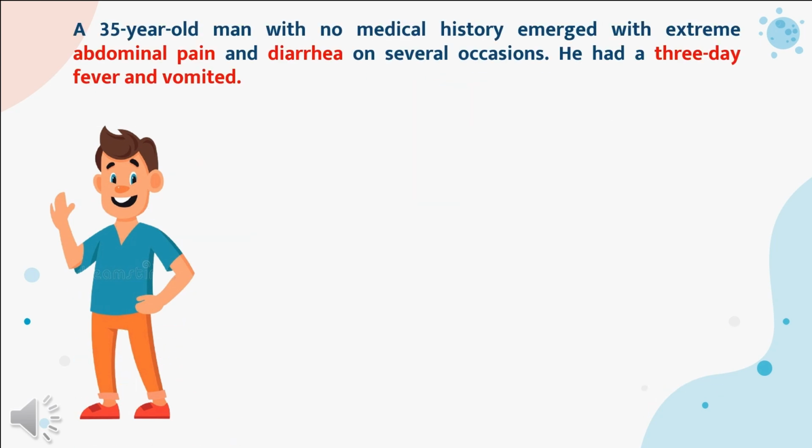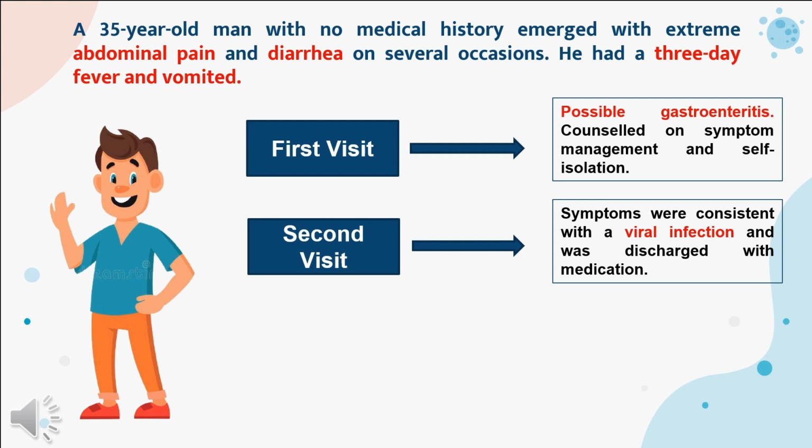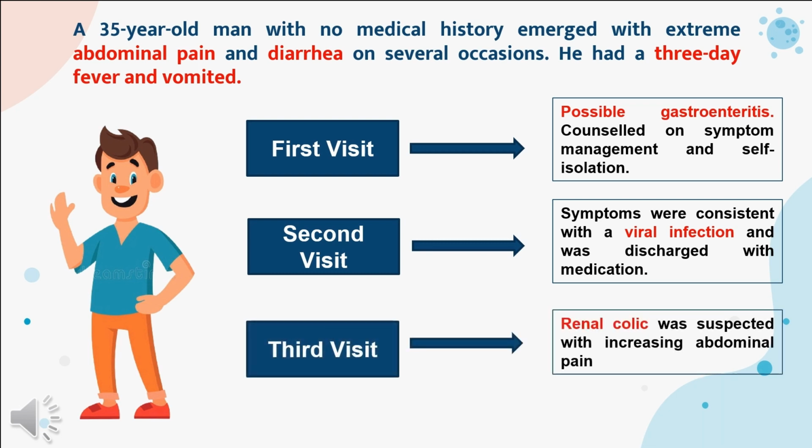A 35-year-old man with no medical history emerged with extreme abdominal pain and diarrhea on several occasions. He had a 3-day fever and vomited. On his first visit, he was diagnosed with possible gastroenteritis and counseled on symptom management and self-isolation. On the second visit, he was informed that his symptoms were consistent with a viral infection and was discharged with medication. Renal colic was suspected after he visited for the third time with increasing abdominal pain.